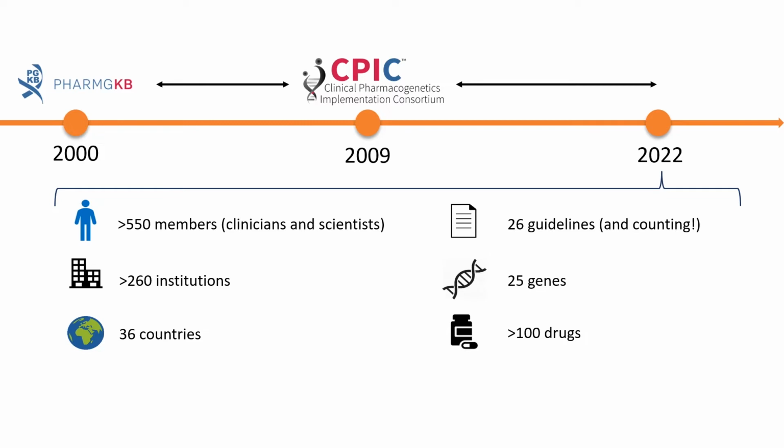So CPIC was started in 2009. It was a shared project between PharmGKB and the PGRN, or the Pharmacogenomics Research Network. I started with CPIC in 2012, and we had about 60 members. And so since that time, we have grown to over 550 members from over 260 institutions, our members in 36 different countries. We now have 26 guidelines, but this number does not count all the updates we've done. In all, we've got 45 written guidelines, and some have just been updated online. And this covers now 25 genes, and with the recent G6PD guideline, we're over 100 drugs now, many of which are in the top 200 most used drugs.